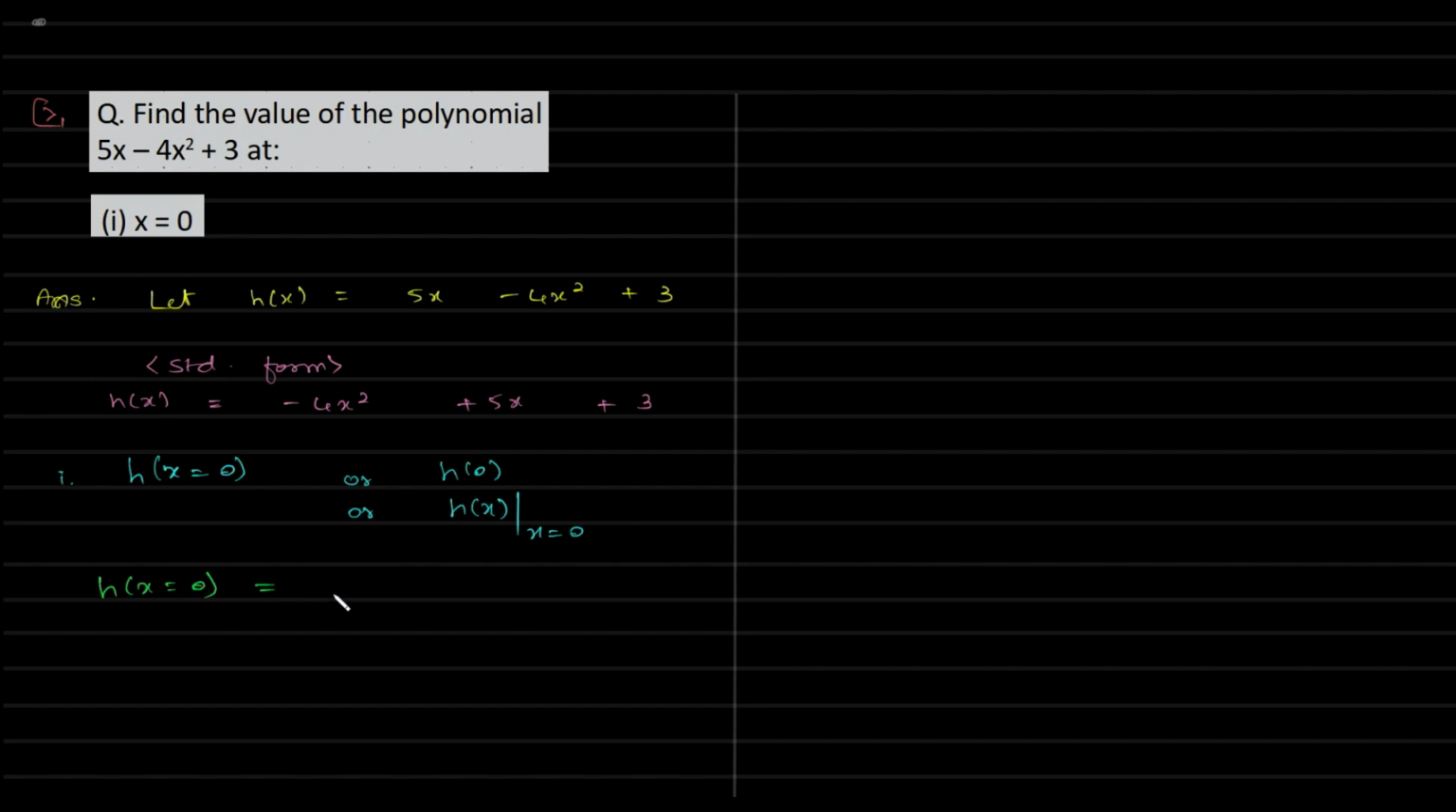Okay. So now minus 4 into 0 squared plus 5 into 0 plus 3. And so you have 0 plus 0 plus 3. So 3 is your answer.